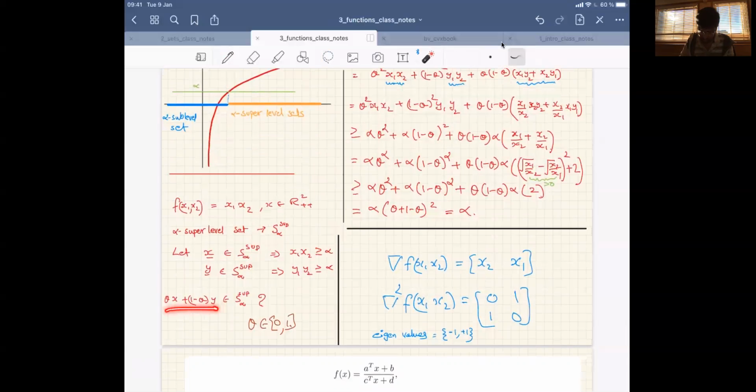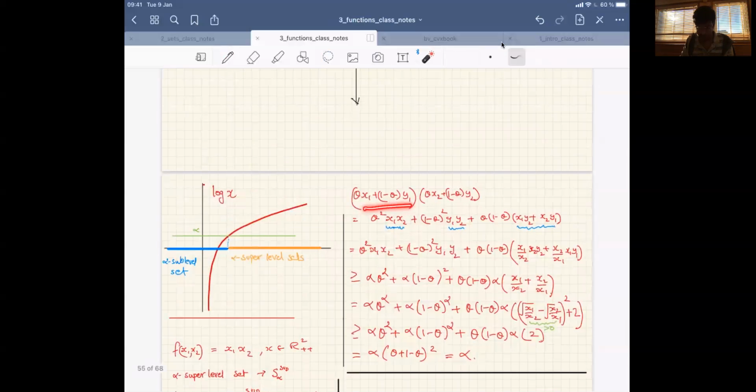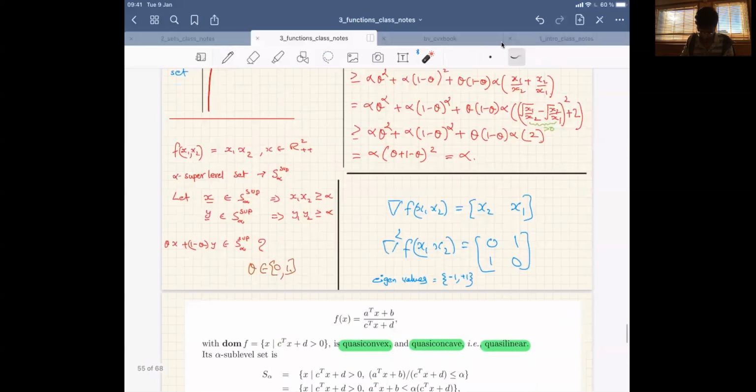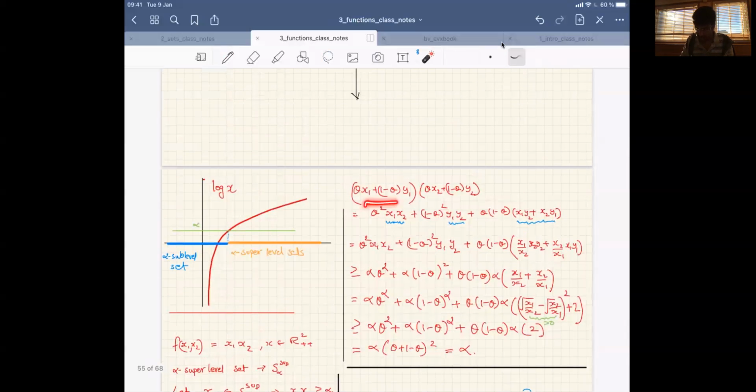Now, how do you check whether this guy belongs to the set? Take the function value at this vector, that is, multiply the first argument and second argument and check whether that is greater than alpha. So what is the first element of this guy? Theta x1 plus 1 minus theta y1, and the same for the second: theta x2 plus 1 minus theta y2. Multiply them together, and you will get this guy here.